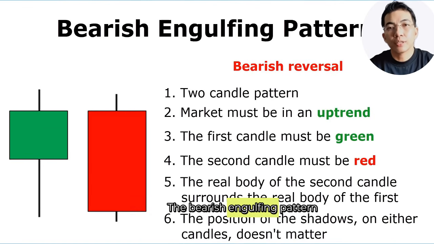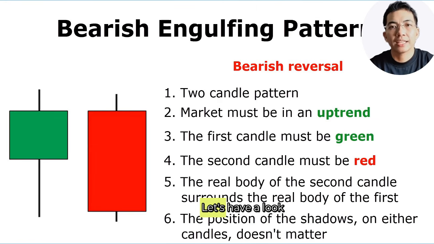The bearish engulfing pattern is just the opposite of the bullish engulfing pattern. Let's have a look at the properties. First of all, it is a two-candle pattern. Then the market must be in an uptrend this time. The first candle then must be green, in line with the previous trend that is up, and the second candle must be red. The real body of the second candle must surround the real body of the first candle. And last one is that the position of the shadows on either candle doesn't matter.